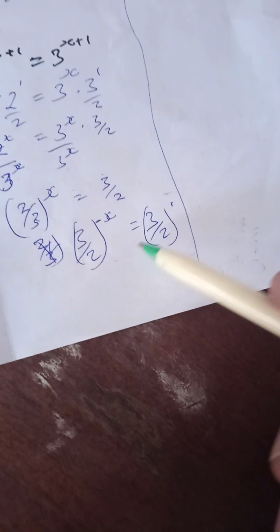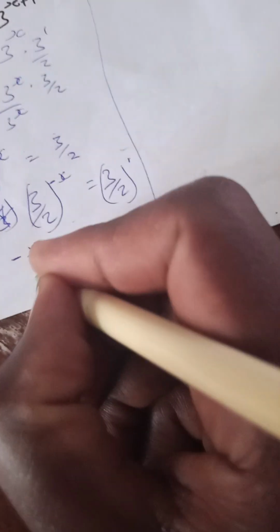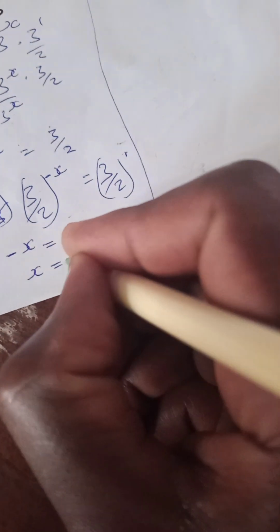Now we have the same bases, so we can equate the exponents. So negative x is equal to 1. So x is equal to negative 1.